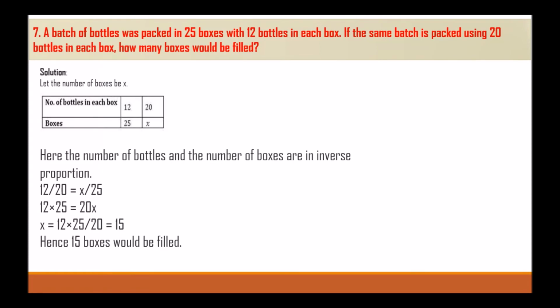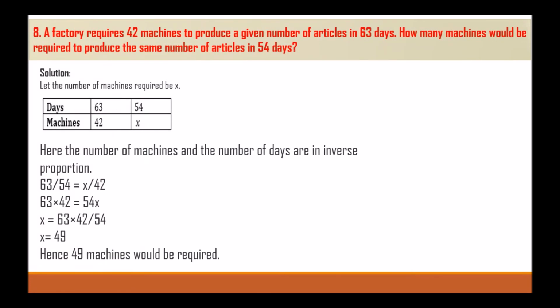So 12 upon 20 equals x upon 25. We will do the cross multiplication, so we will get x equals 15. Hence 15 boxes will be filled.